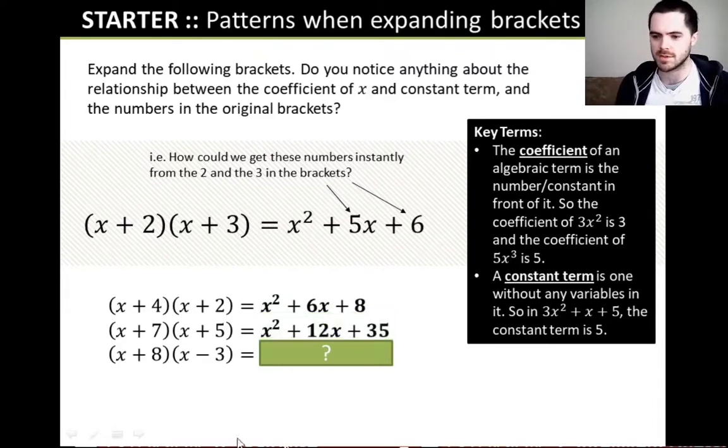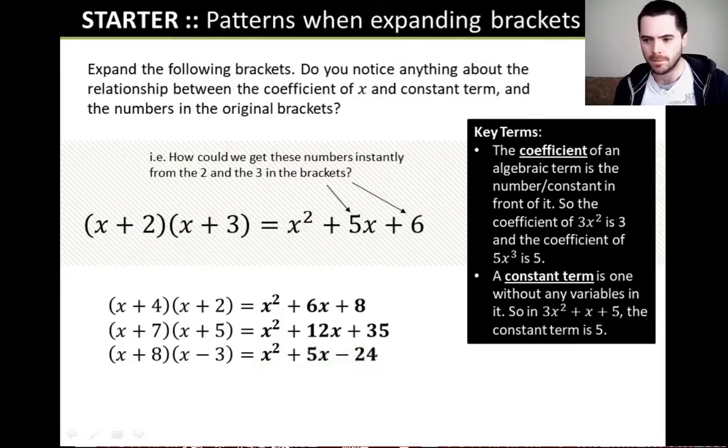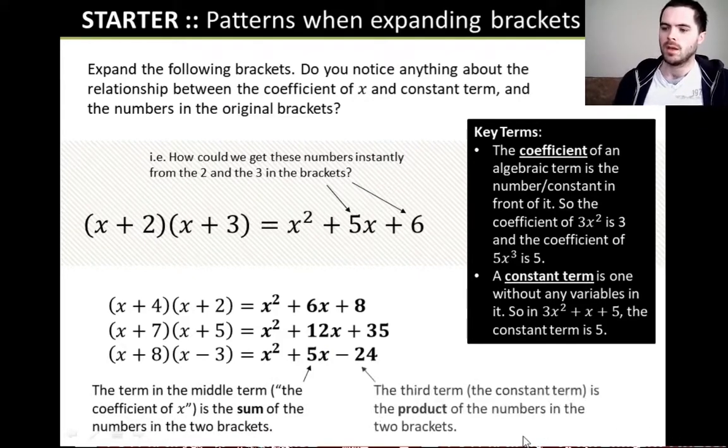X plus 7 times x plus 5. 7 plus 5 gives us 12, so this becomes the 12x. And 7 times 5 gives us 35. Finally, 8 plus negative 3, well, that's the same as 8 take away 3, so that'll become a 5x, and 8 times negative 3 is negative 24. X squared plus 5x minus 24. So that's a nice little trick if you want a quick way to expand simple brackets.